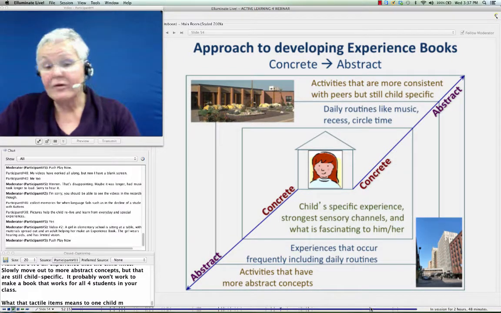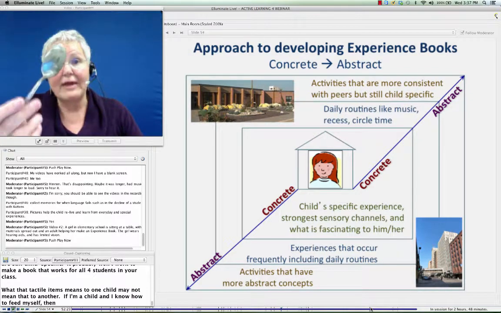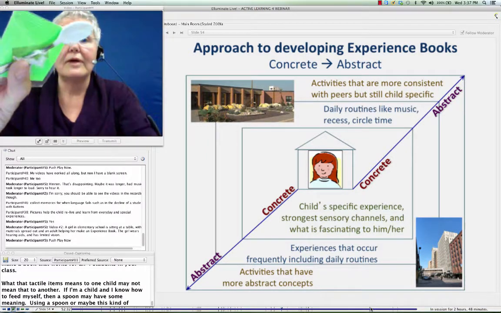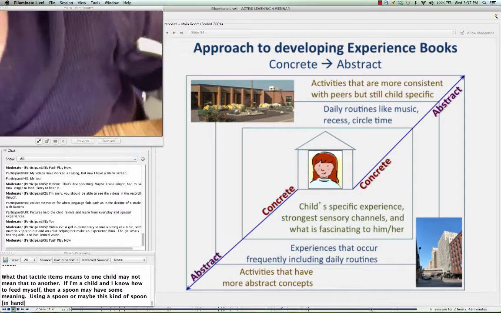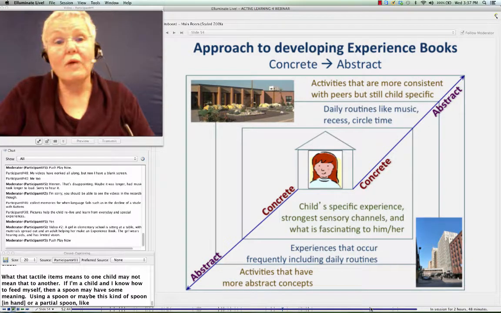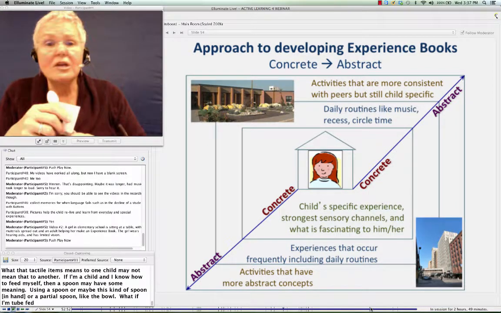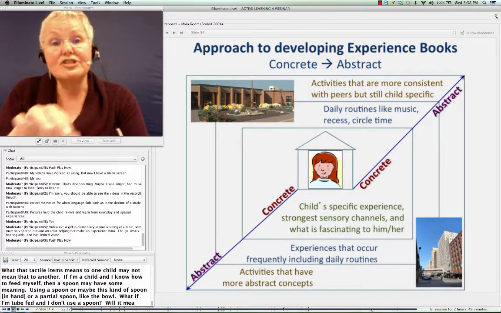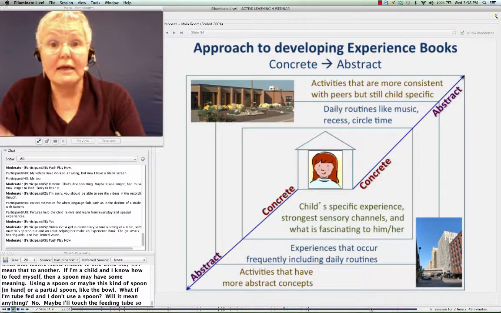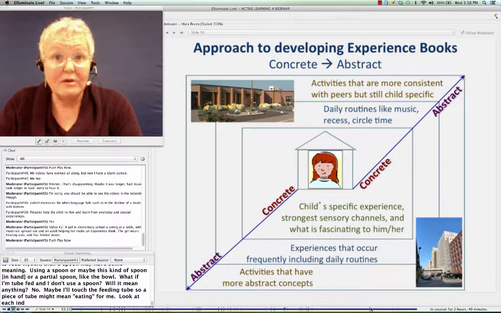So, just a quick example. If I'm a child and I know how to feed myself, then a spoon may have some meaning, okay? It might be this type of spoon, or it might be a partial spoon. It might just be the part of the spoon that's here. However, what if I'm tube fed and I don't take anything by mouth? Will the spoon mean anything to me at this point? No. It might be that I will touch the tube for feeding, and therefore a piece of tube might mean feeding for me and eating for me. So you have to look at each individual child and ask, what does it mean to the child?